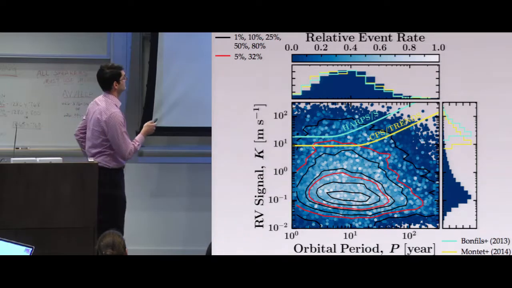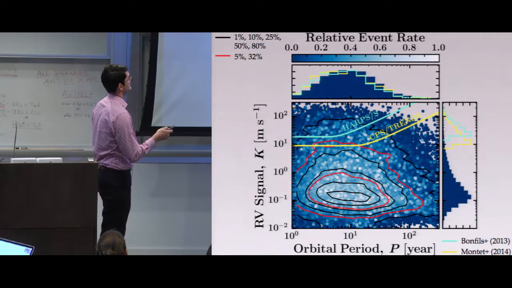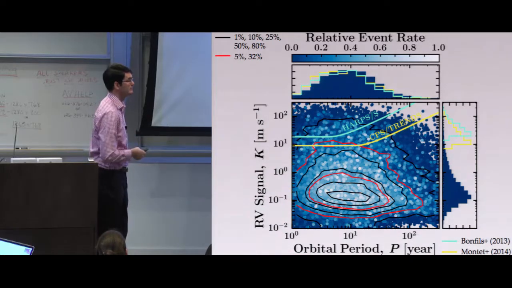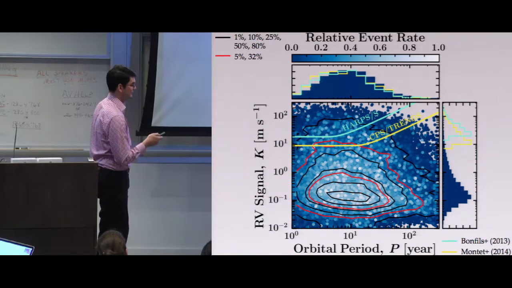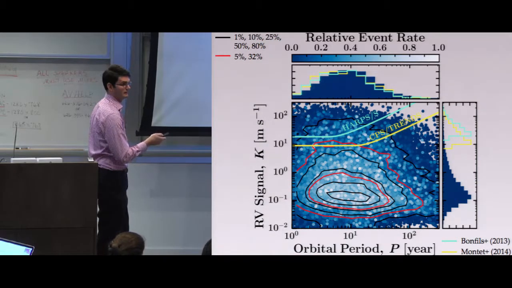And so if you look at the marginal distribution of periods that these surveys are sensitive to, you can see that it almost matches what we find with microlensing. However, if you look over here at the marginal distributions of semi-amplitudes, these radial velocity surveys are really only catching the tail of this distribution.